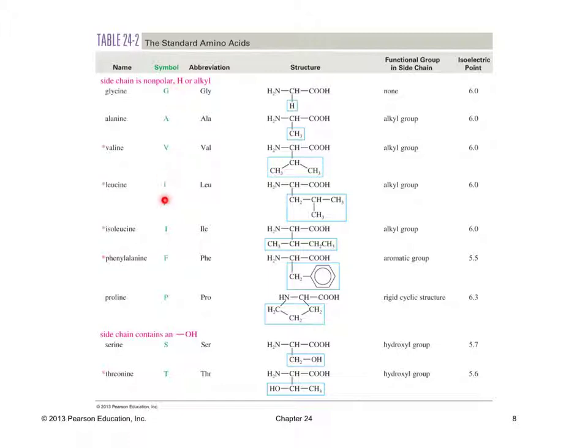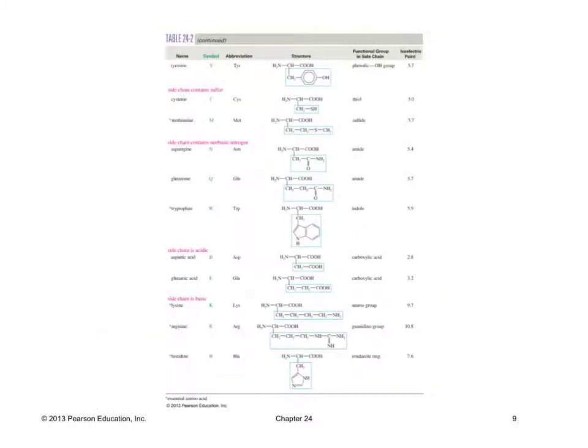So here are all the aliphatic or non-polar alkyl-containing side chains. Things to note here are this has an aromatic group, and here proline is actually connected in a 5-membered ring structure. The ones that bear OHs are serine and threonine, and tyrosine has, similar to phenylalanine, an aromatic group, but it's a phenol because it has an OH.